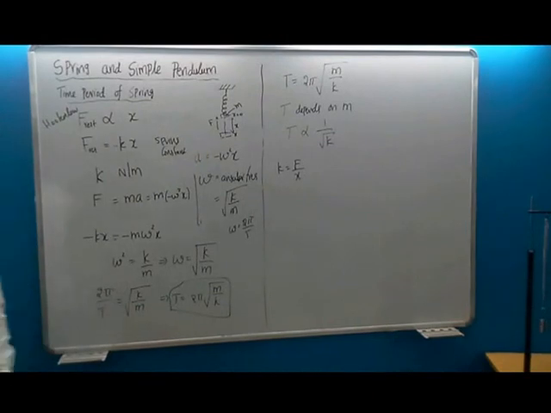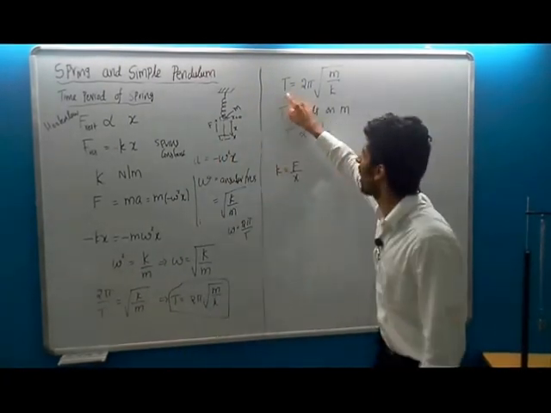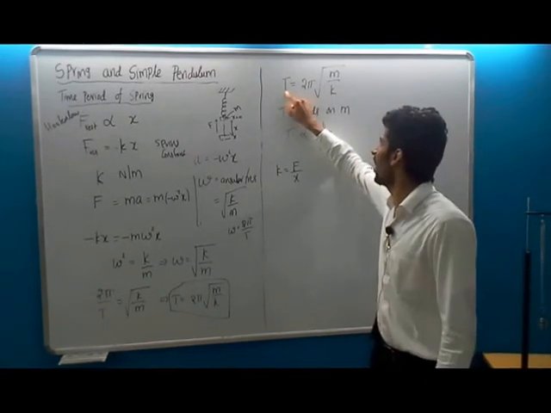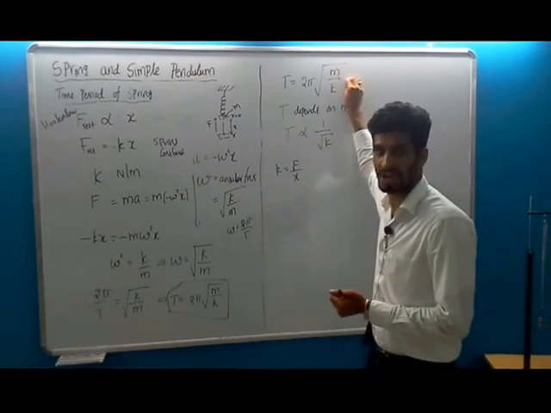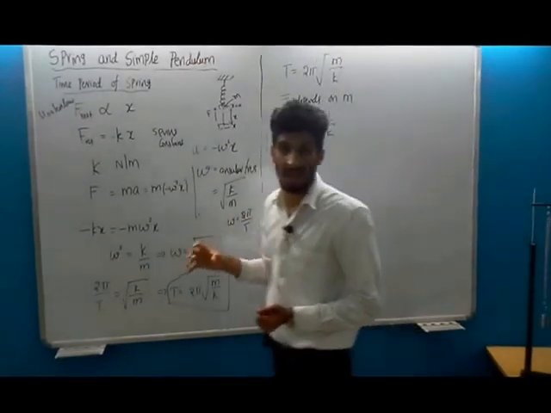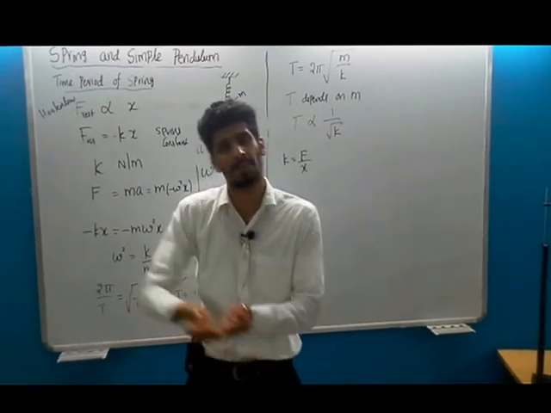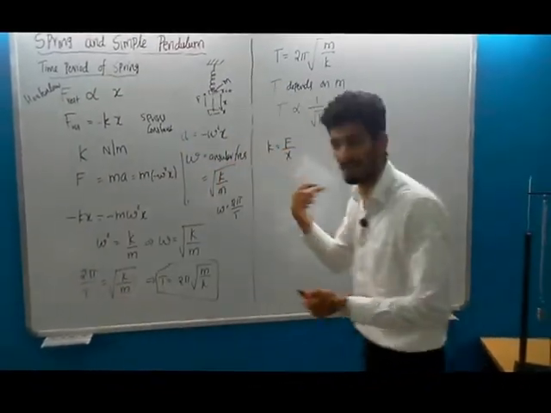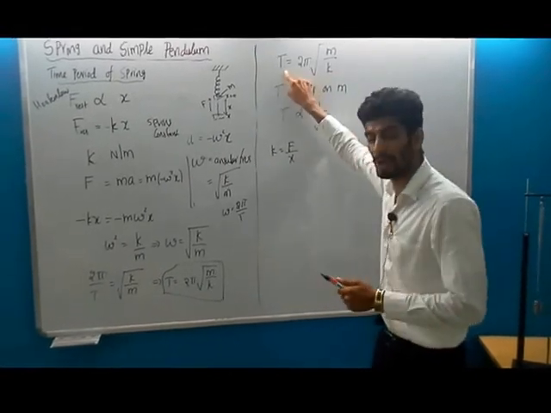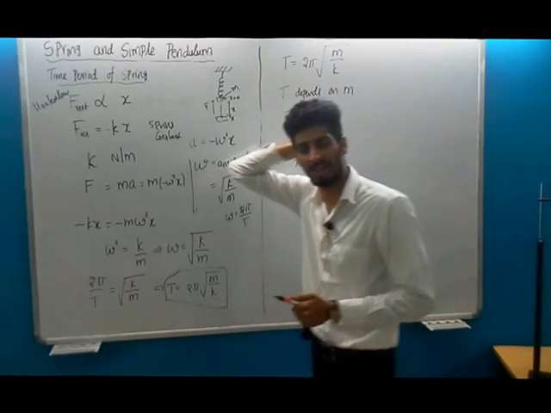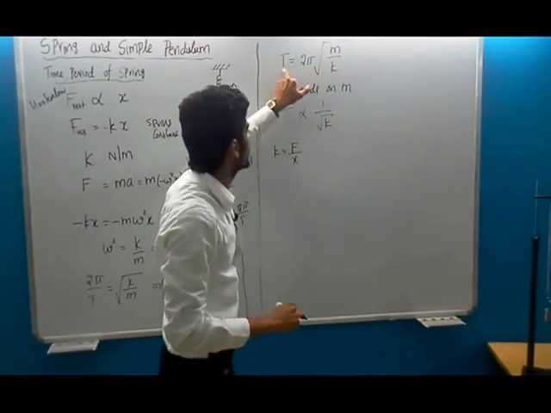Now, I have T over here, the time period, and I don't find any term like g, which is the gravitational acceleration. That means if I take my spring system to the moon, or to outer space where no gravity exists, it doesn't matter where I take it, the time period of oscillation is independent of the gravitational acceleration. That's why there is no dependence of T on g.